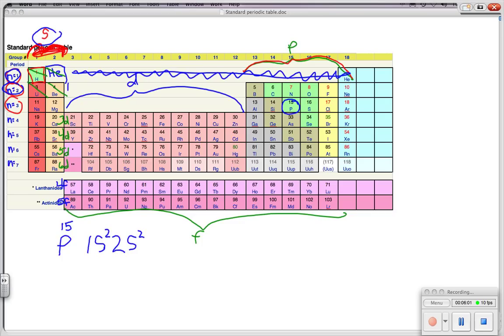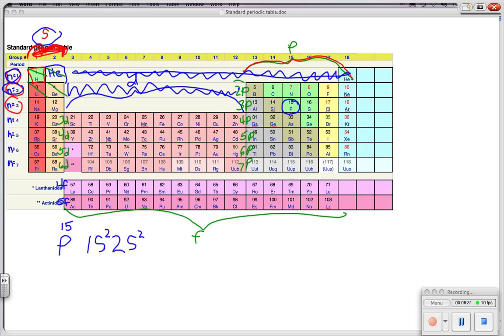Now, I just go along here, nothing going on until I get to this point right there. That refers to the 2p, the beginning of the 2p sublevel. This is 3p right here. This would be 4p right here. This would be 5p, 6p, and then 7p. Okay, so I'm right there.